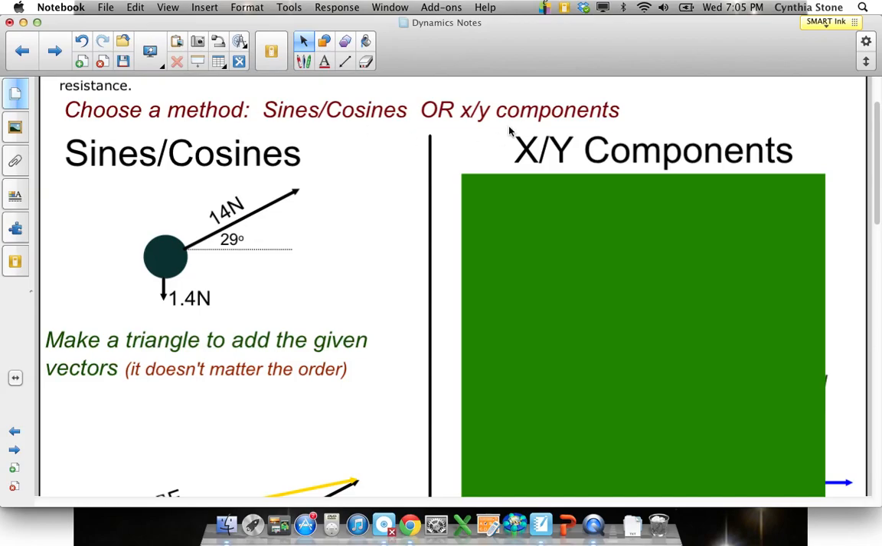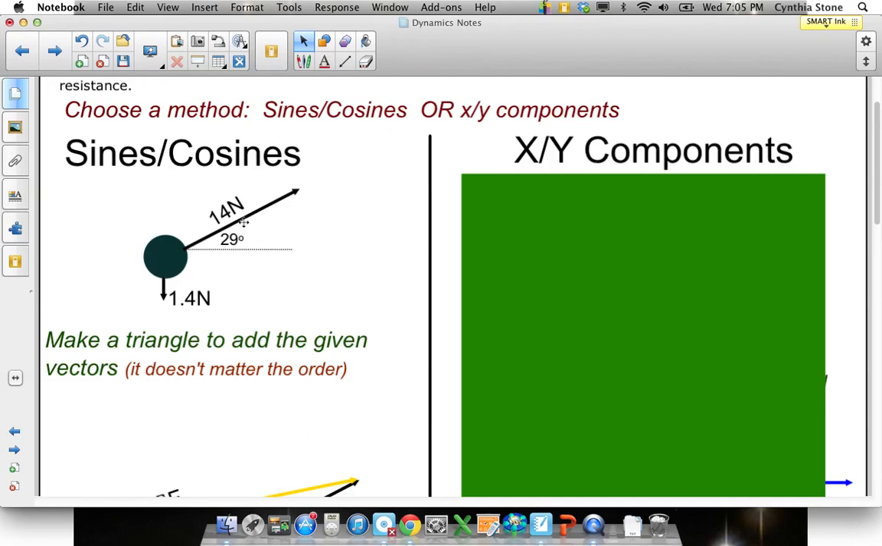So you can choose a method. I'm going to show you both, okay? And this is going to take a while, so I'll do them in different videos just so that you don't have these huge videos. But here we go. So sines and cosines, the strategy is draw a free body diagram. And unlike we've done in the past, we're not going to do facts and fe. We'll save that to the X and Y component method.